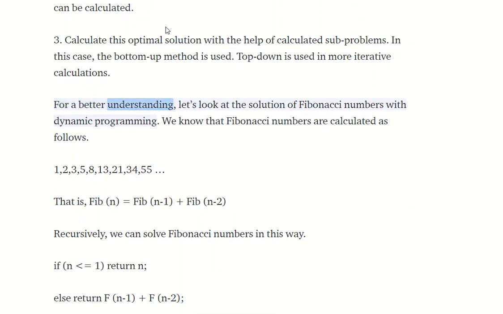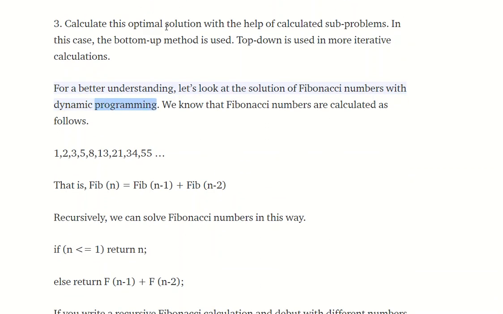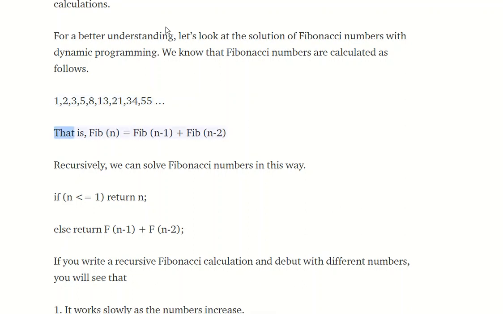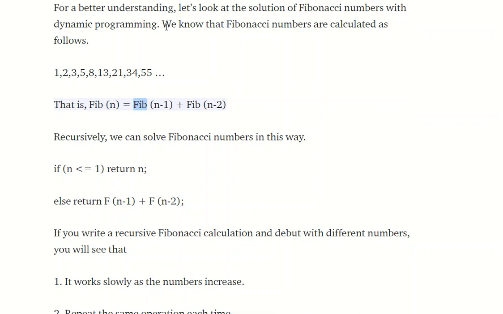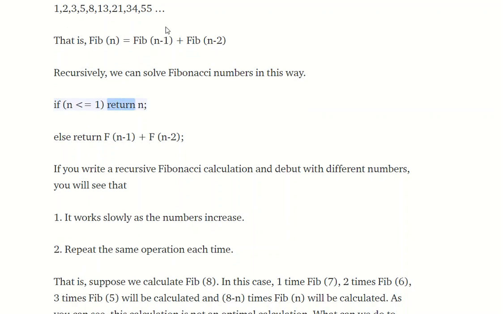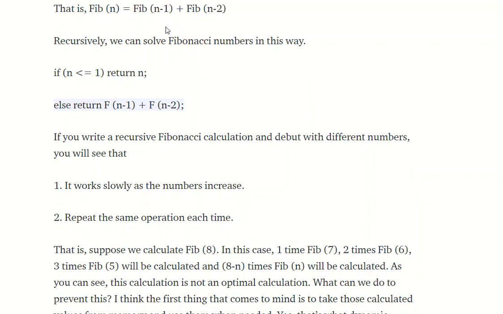For a better understanding, let's look at the solution of Fibonacci numbers with dynamic programming. We know that Fibonacci numbers are calculated as follows: 1, 2, 3, 5, 8, 13, 21, 34, 55. That is, fib(n) equals fib(n-1) plus fib(n-2). Recursively, we can solve Fibonacci numbers in this way. If n is less than or equal to 1, return n. Else return f(n-1) plus f(n-2).